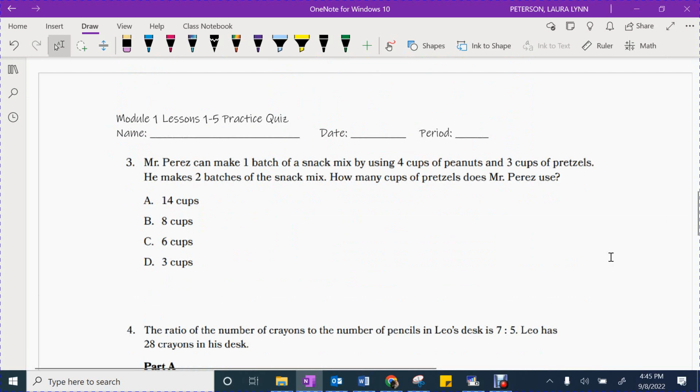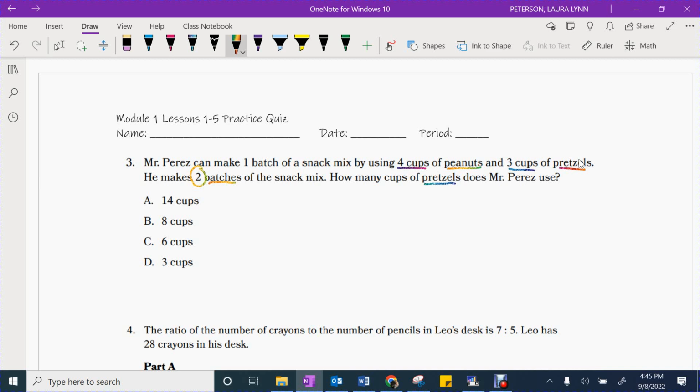Moving on to question 3. It says, Mr. Perez can make 1 batch of a snack mix by mixing 4 cups of peanuts and 3 cups of pretzels. He makes 2 batches of a snack mix. How many cups of pretzels does Mr. Perez use? So on any question, the first step is to write the ratio.